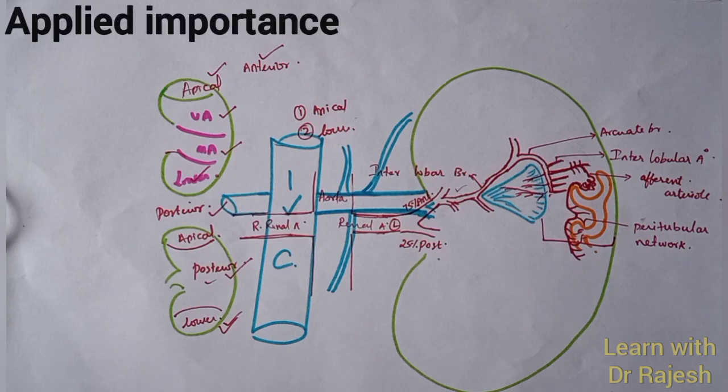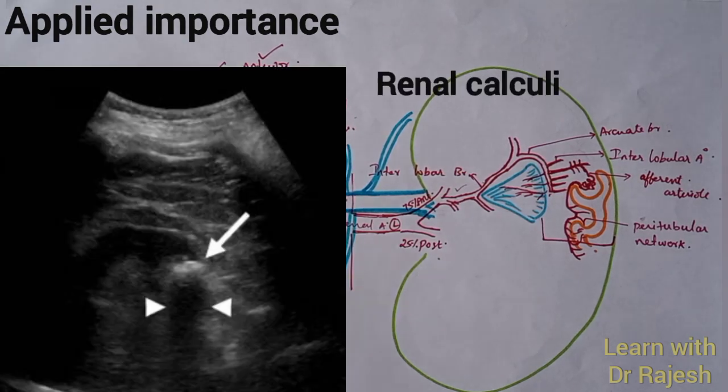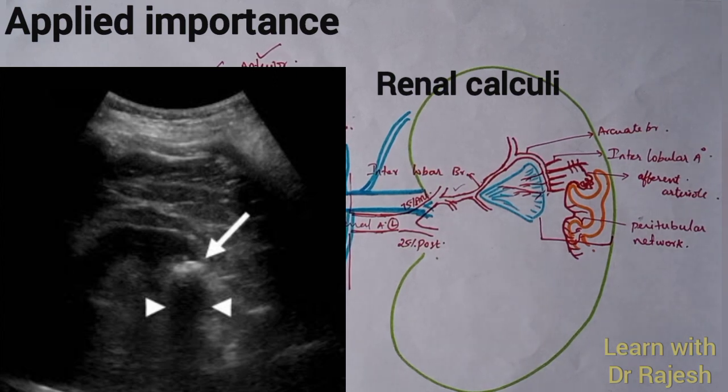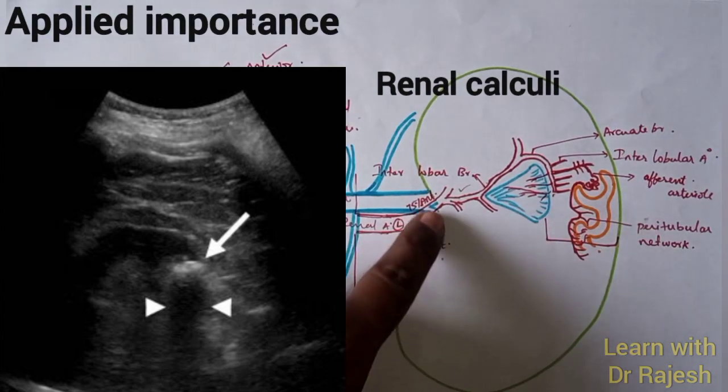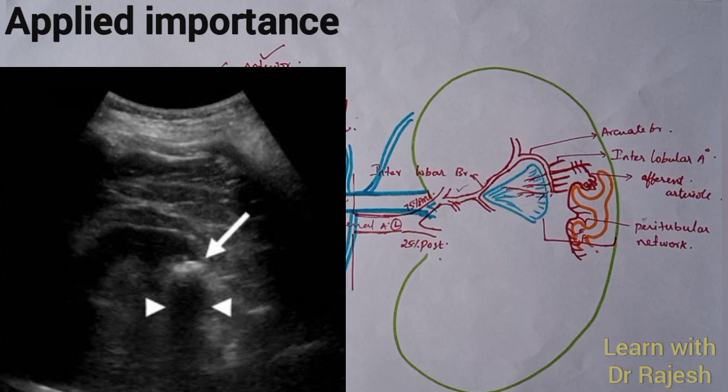At last, coming to the applied importance, the most common applied importance of the kidney is renal calculi. This is one of the most common conditions, presenting with acute pain abdomen radiating downwards from the loin to the groin. These stones can be present only in the kidney or sometimes descend down through the ureter to form ureteric calculi. Diagnosis for this will usually be ultrasound.